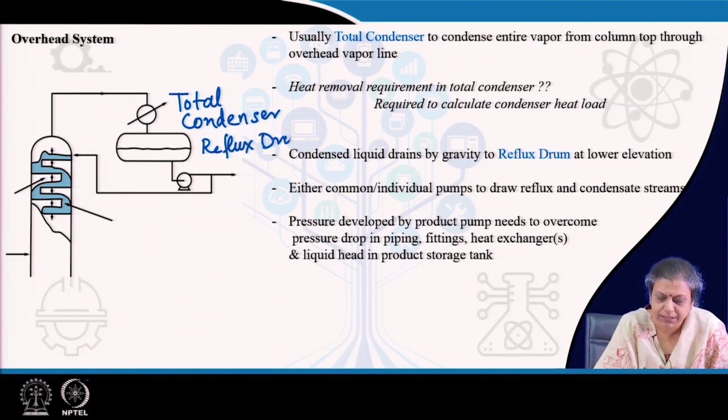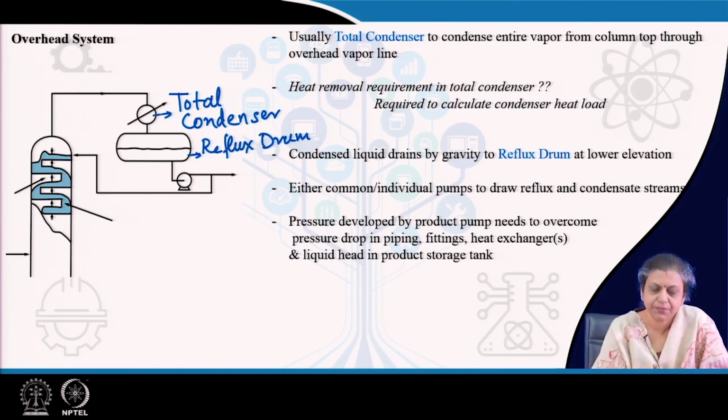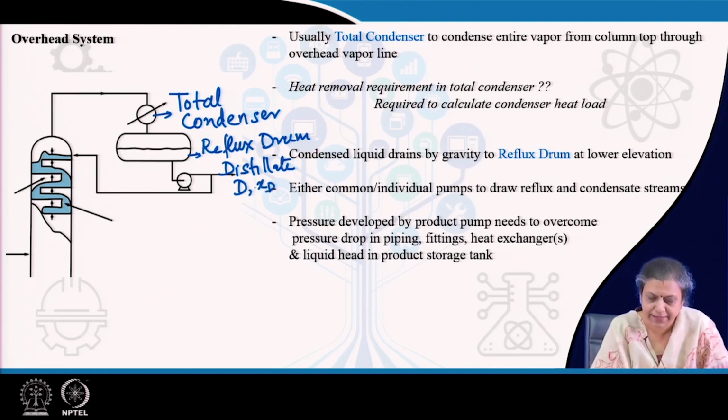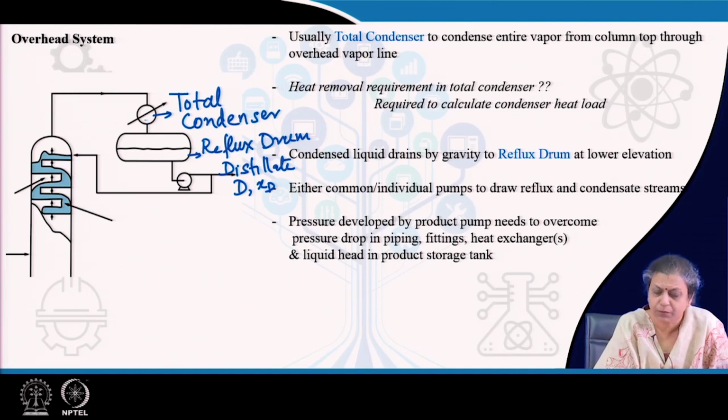These were definitely touched upon in the previous class, but I am repeating it once more just for your convenience. And from the reflux drum, what happens? We take out some amount of the product as the distillate. As I have mentioned, it has the composition of D and XD. Usually from the total condenser, the liquid drains by gravity into the reflux drum.